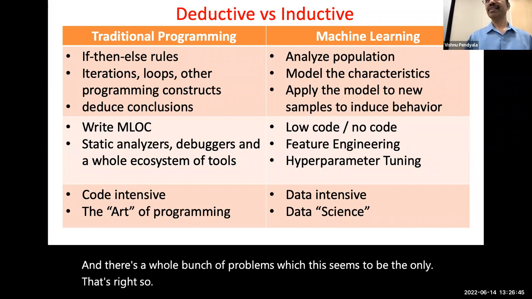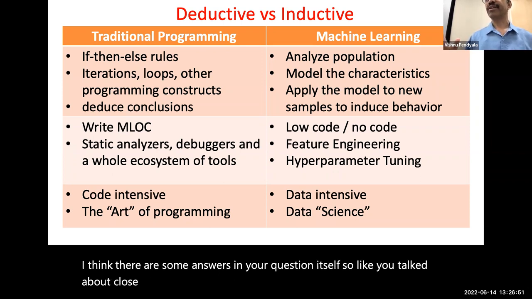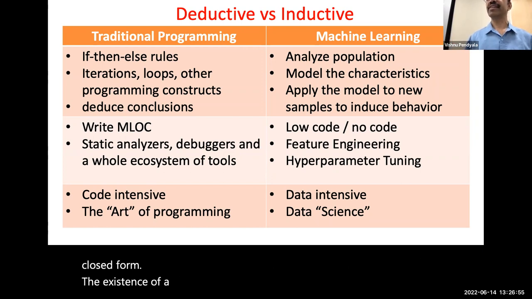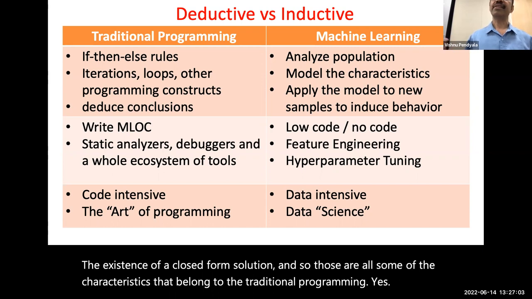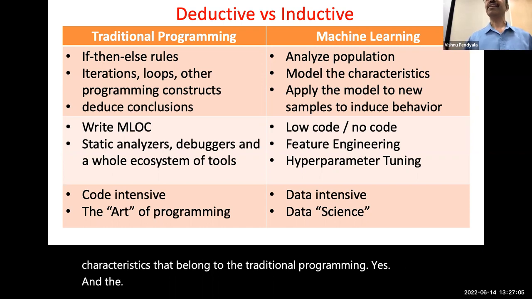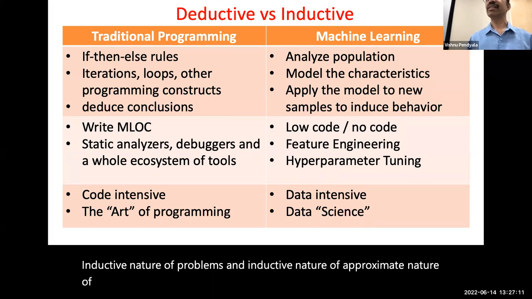So I think there are some answers in your question itself. Like you talked about closed form, the existence of a closed form solution. Those are all characteristics that belong to traditional programming. And the inductive nature of problems, the approximate nature of problems, that's where machine learning can be applied.